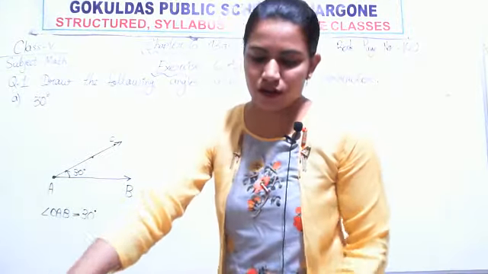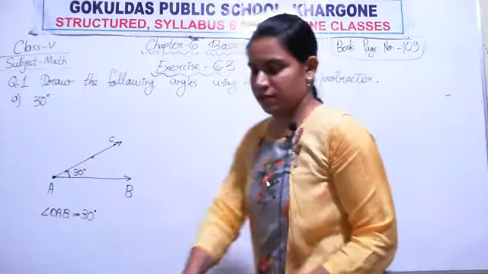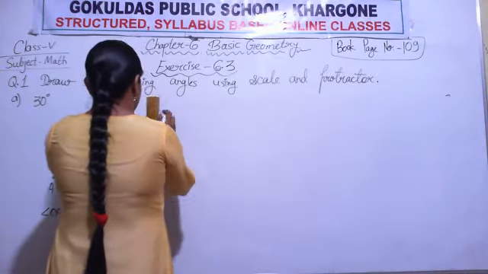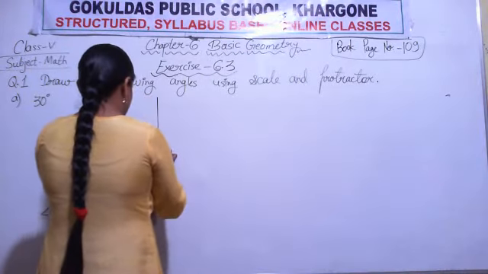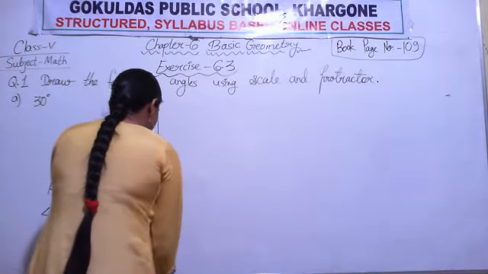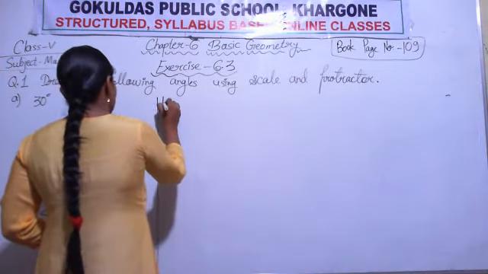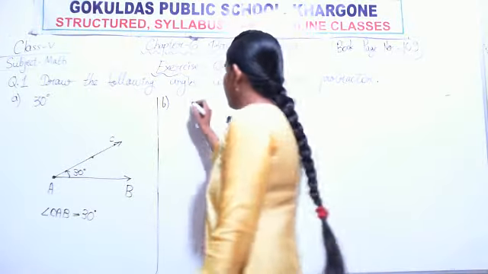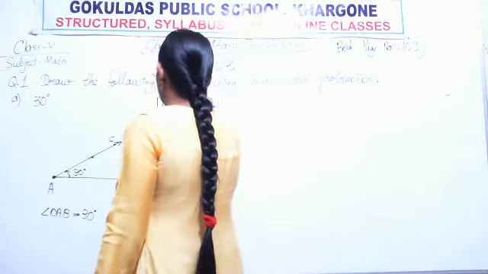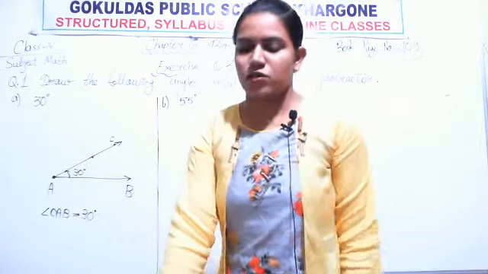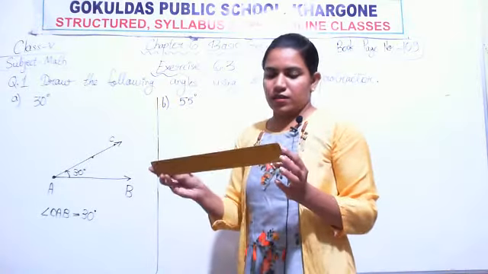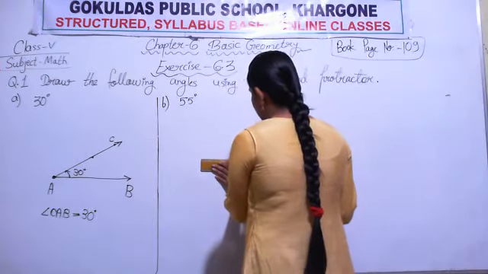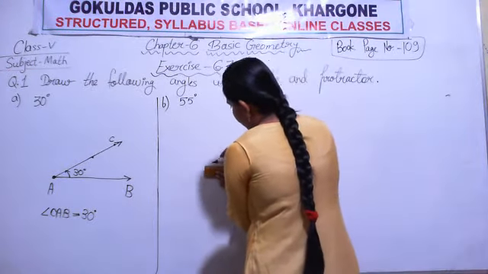Now let us draw 55 degree. Remember one thing, this drawing you will do by using pencil. Do not use pen. Okay, 55 degree. How to make 55 degree? So place your scale on your notebook. Draw a ray. First step is draw a ray. So let us draw a ray.